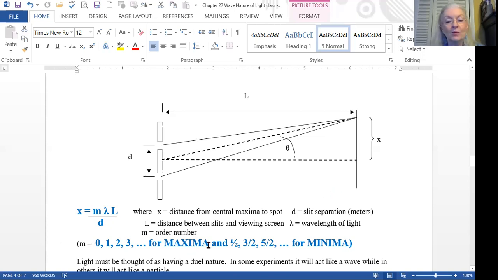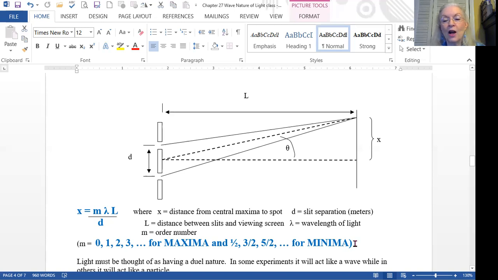So for the maxima, remember those are the bright spots. If m is 0, we're looking at the one in the very middle. And since that's where we're measuring from, X would be 0. If m is 1, you're looking at the first order maxima. So that's the bright spot to the right or to the left of the very central one. If m is 2, that's the second order maxima. And so you would be looking at the bright spot two places to the right or the left of the one in the very middle, and so on.